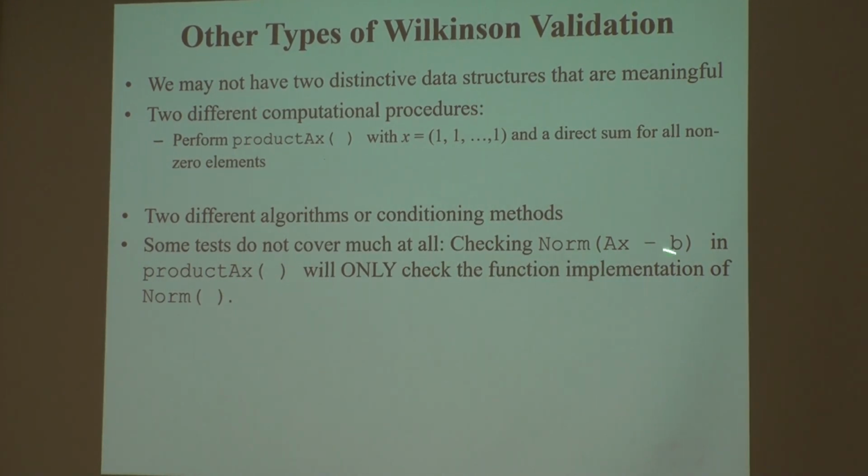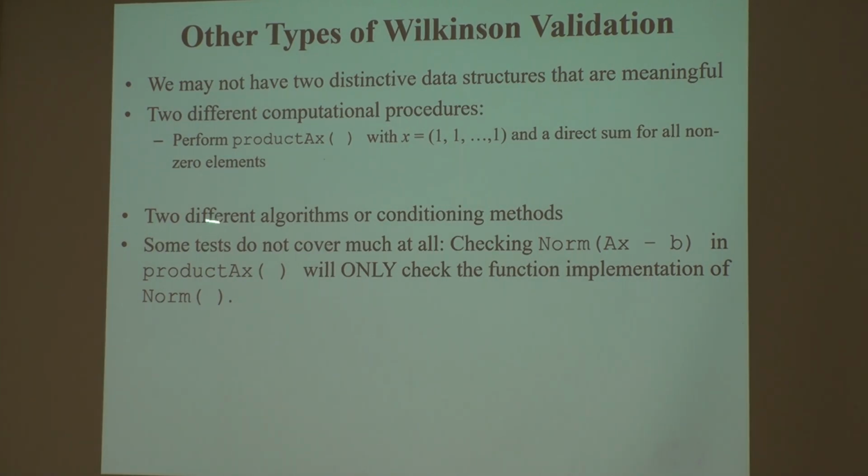You check the norm of Ax minus b. This is the second homework: you can do different computational procedures to arrive at a checksum. There are different methods, in addition to data structure, that you can use.